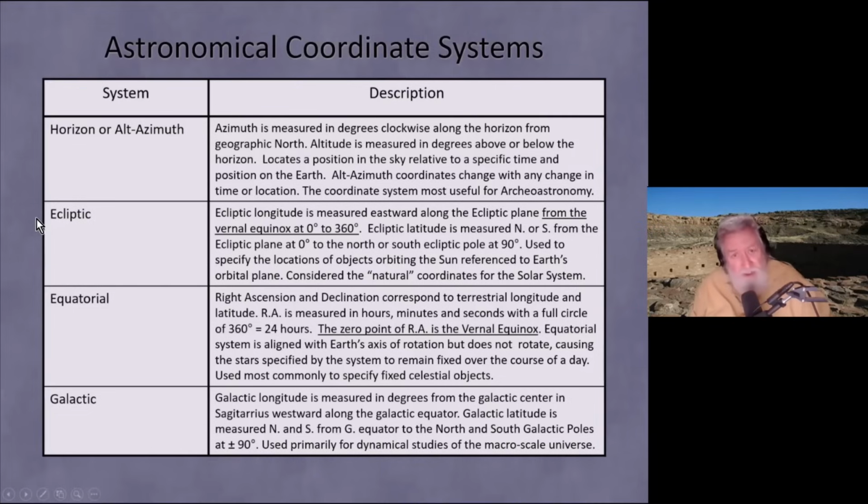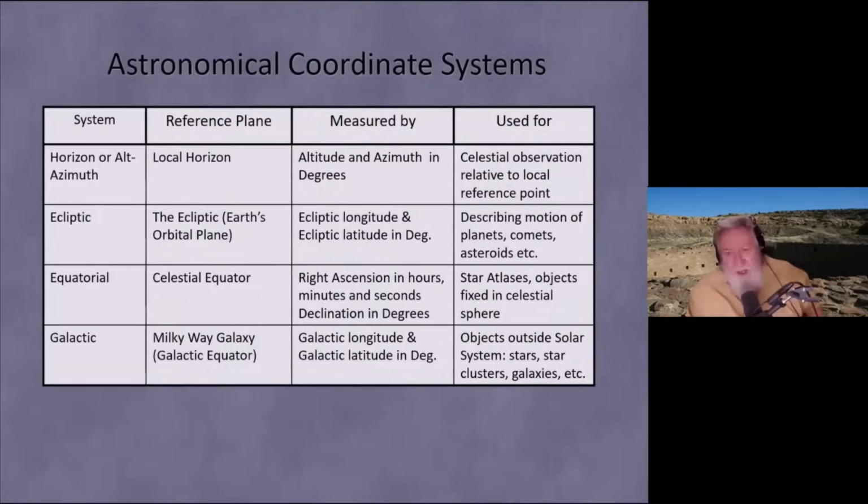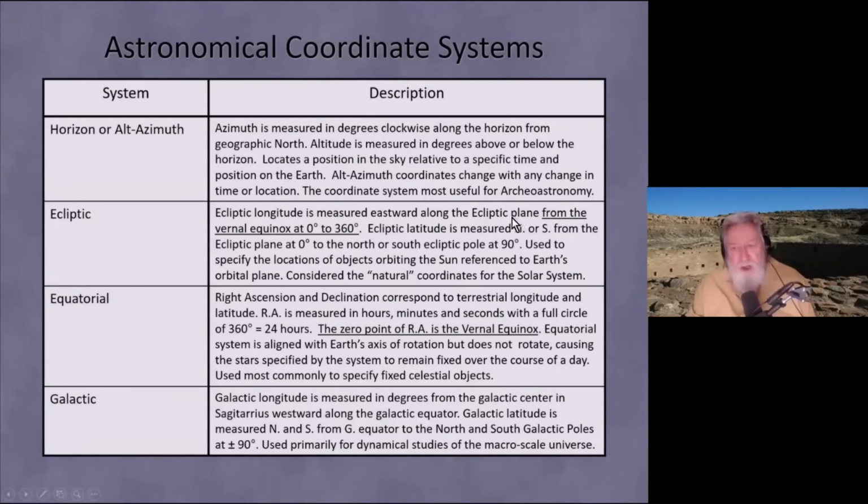Then you have your ecliptic system, which gives you ecliptic longitude, measured eastward along the ecliptic plane from the vernal equinox. Now, this is the thing that's moving. It's this vernal equinox that's moving. The vernal equinox moves, the autumn equinox is moving, the solstices, they're all moving together. You've got to picture that big cosmic cross rotating, right?